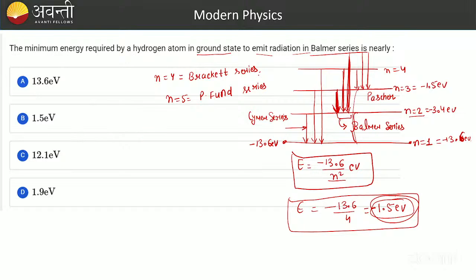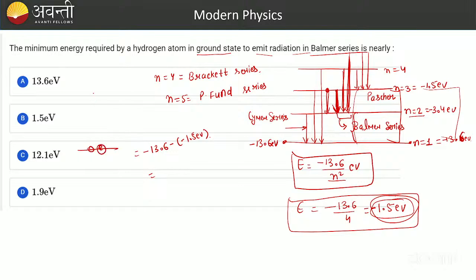Got it? So for the radiation emission of the Balmer series, we need this much difference of energy, which is nothing but minus 13.6 minus (minus 1.5) electron volt. Now, because for radiation in the Balmer series, the electron has to jump at least from state number 3 at minimum, only then will it come into the Balmer series. That is why we need this much difference of energy.